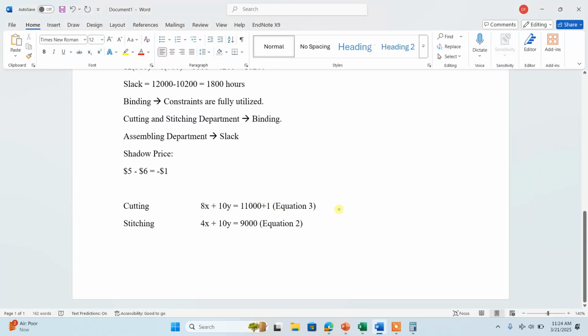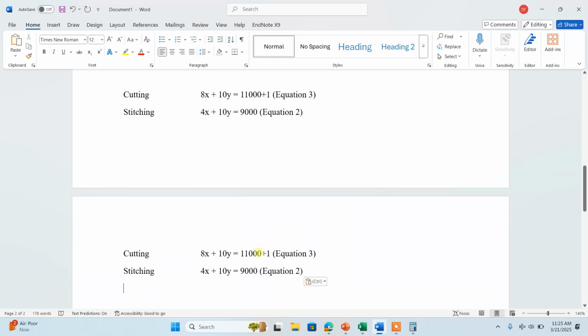Now this time when you solve the question, instead of the 11,000, it will be the 11,001. Okay, it will be the 11,001. Now again you can subtract equation 2 from 3. So this is the second step.